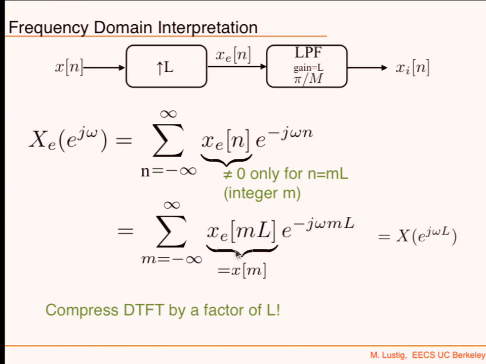But if you stare at this long enough, you realize, wait, this is actually x_c of ωL, because you skip every L-th sample. If I expanded something by a factor of L, this is compressing it back by a factor of L. So you get the same thing. What I get is just a compression of the frequency domain. My frequency domain is compressed by a factor of L.